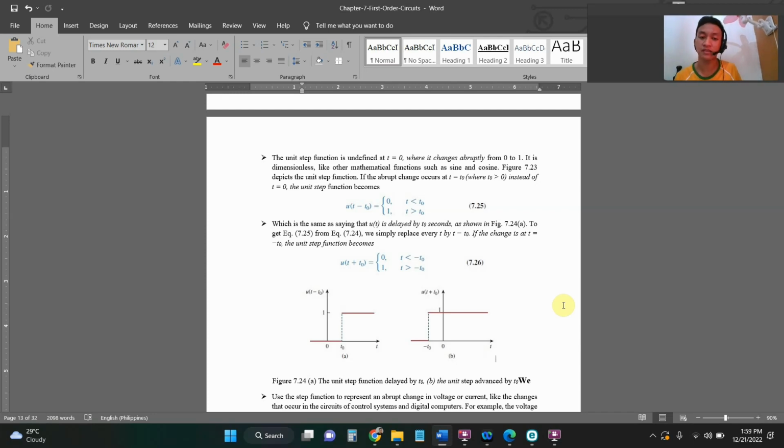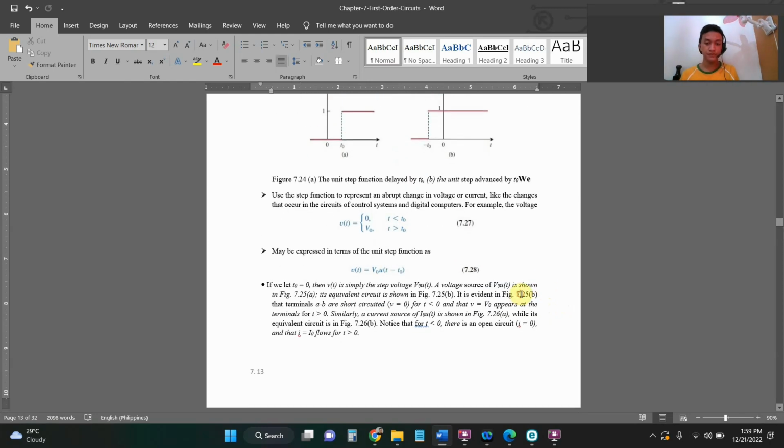If the change is at t equals negative t sub o, then the unit step function becomes u of t plus t sub o. In that case, the value is 0 when t is less than negative t sub o, and 1 when t is greater than negative t sub o. So in figure 7.24, A shows the unit step function delayed by t sub o, and in B, the unit step advanced by t sub o.